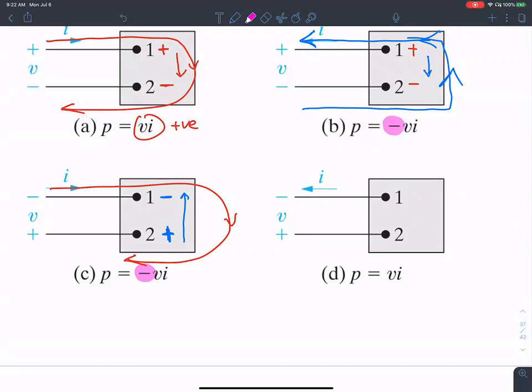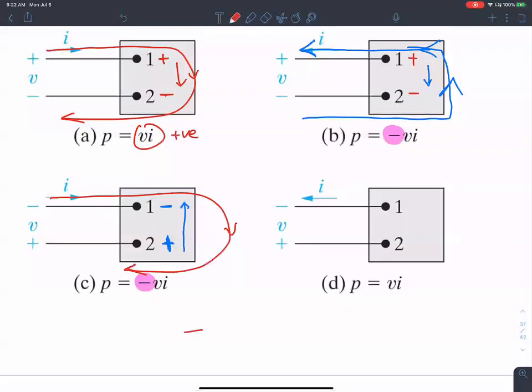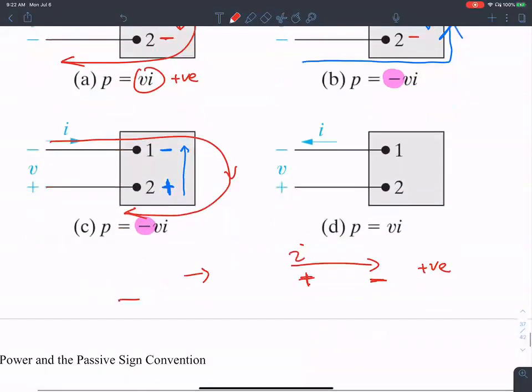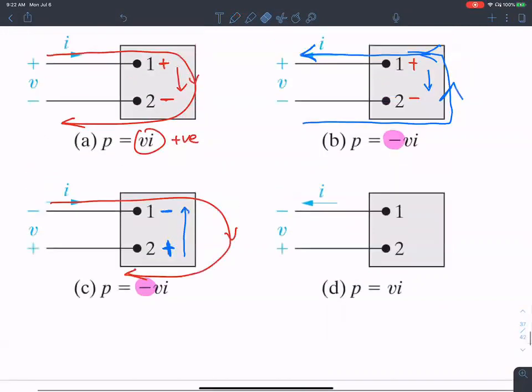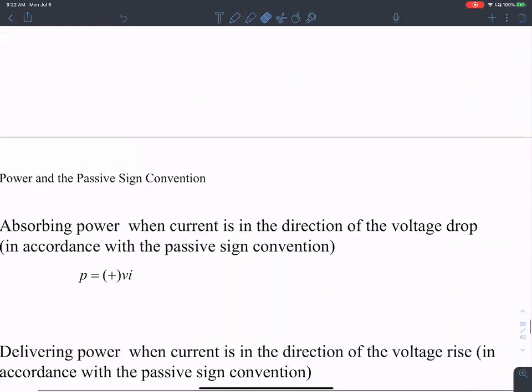Passive sign convention: if the current direction is the same as the voltage drop, so if the current is flowing from plus to minus, then the current is positive. If the current is flowing from negative to positive, then the current is negative. That's the idea of passive sign convention. So that's the first technique that we encounter.